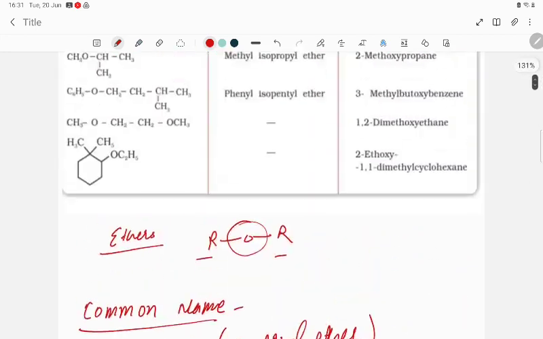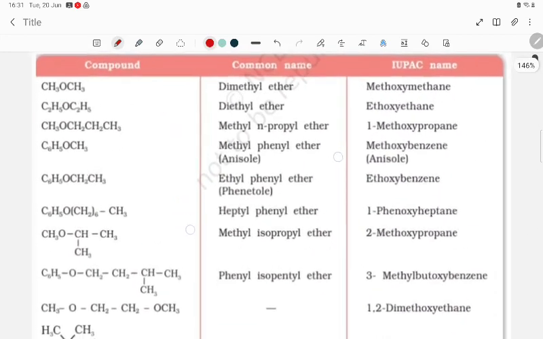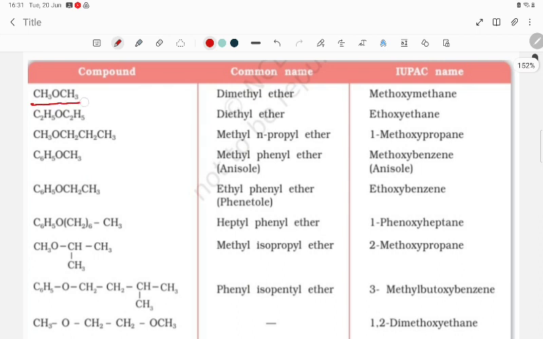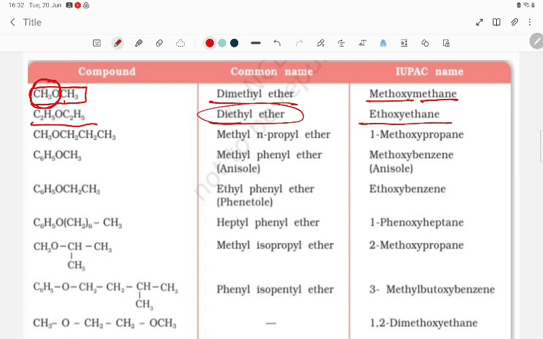Now student, let us go with the example here. The two CH3 groups are the same, so the common name is dimethyl ether. But the IUPAC name: both carbons are the same, so one will be the prefix, as ethers are treated as prefix. This is methoxy, and then one carbon, meth, with single bond, methane: methoxymethane. Here is C2H5 O C2H5, diethyl ether, and its IUPAC name is ethoxyethane. This is the prefix, eth plus oxygen, ethoxy, then ethane.